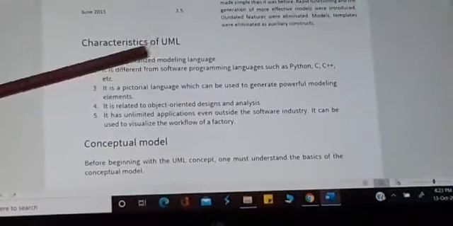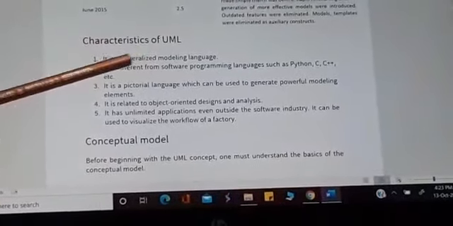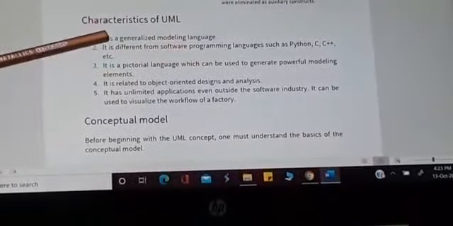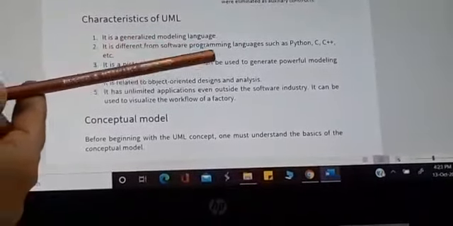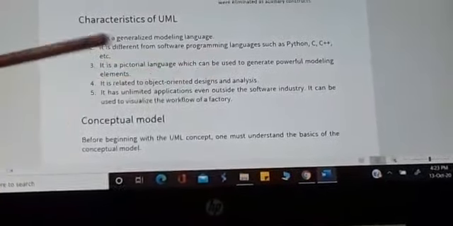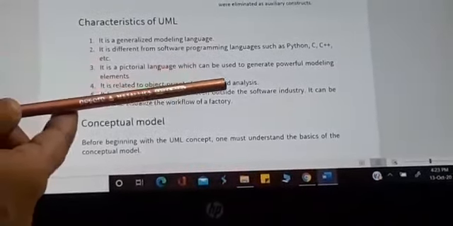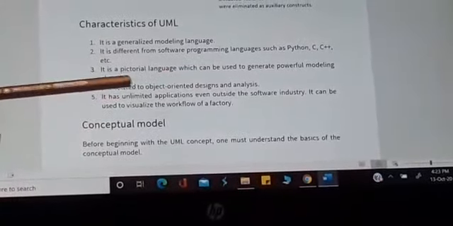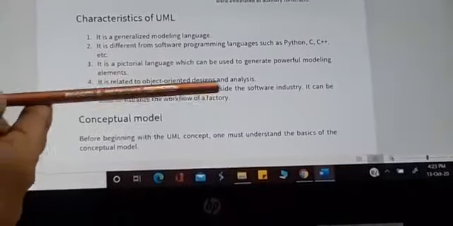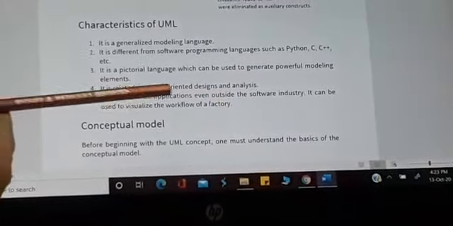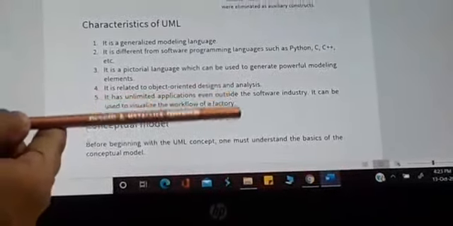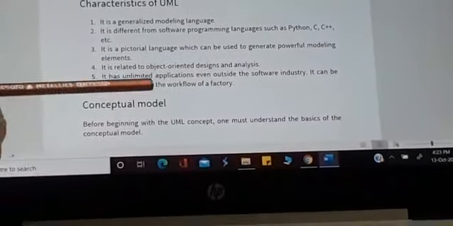Next we are going to see about the characteristics of UML. It is a generalized modeling language. It is different from software programming languages such as Python, C, C++, etc. It is a pictorial language which can be used to generate powerful modeling elements. It is related to object-oriented design and analysis. It has unlimited applications, even outside the software industry. It can be used to visualize the workflow of a factory.